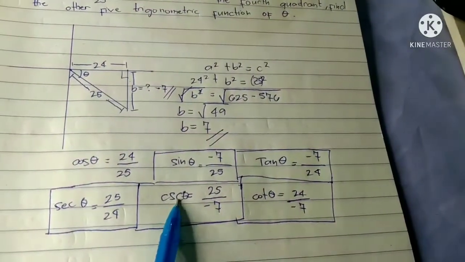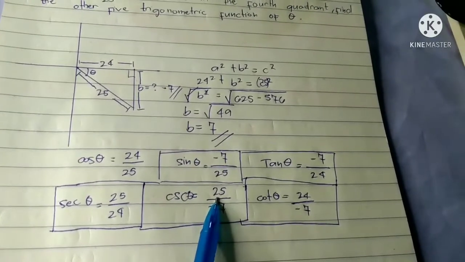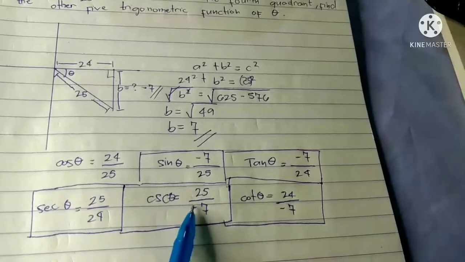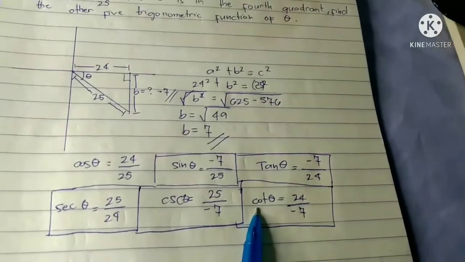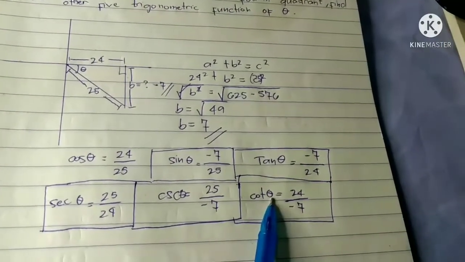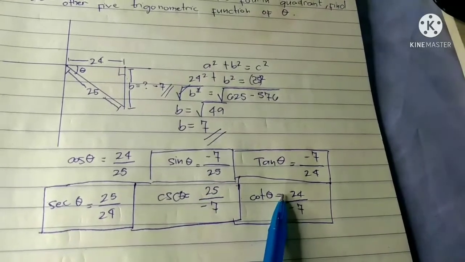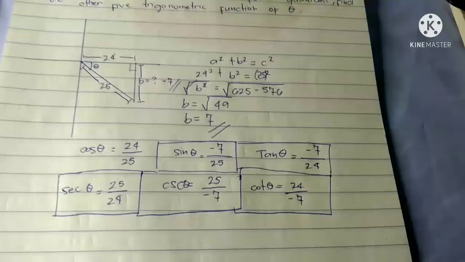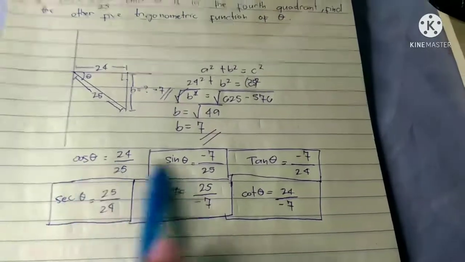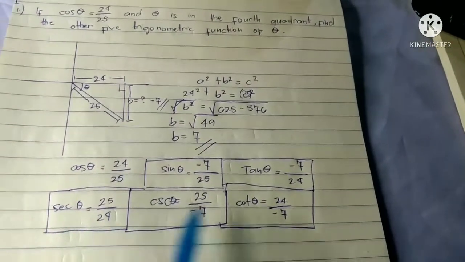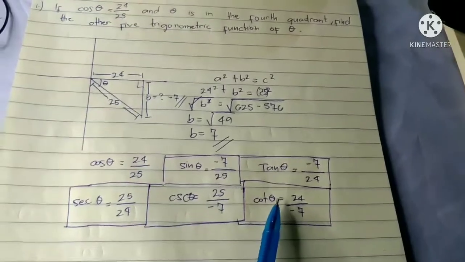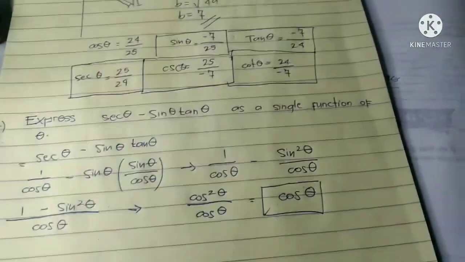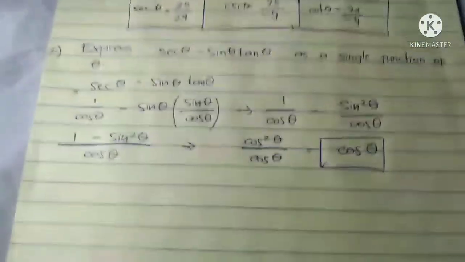Then our cosecant theta is equal to our hypotenuse over our opposite, which is negative 7. We have here 25 over negative 7. And for cotangent, theta is equal to adjacent over our opposite. So now, as you can see, these are the other 5 trigonometric functions of theta. Now, let us continue to our number 2.